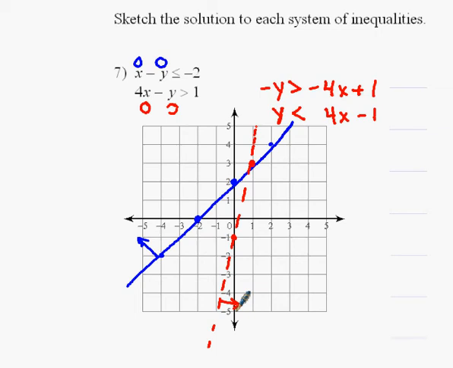So the question comes up again, where is it that both of them are shaded? The blue one is shaded up above here. The red one is shaded to the right over here, and the only place where they're both shaded is this small little spot right in there. Okay, hopefully that gives you a pretty good introduction to solving systems of inequalities by graphing.